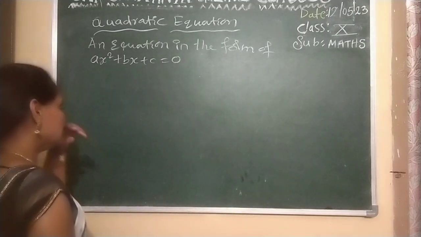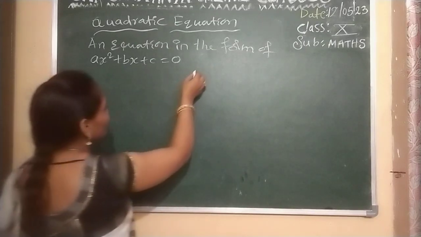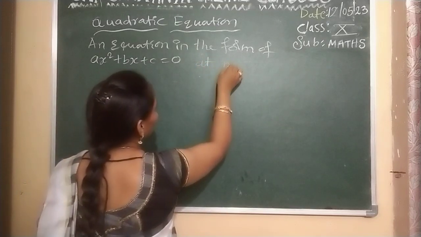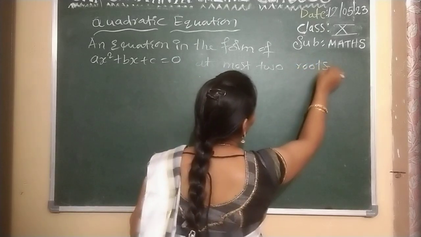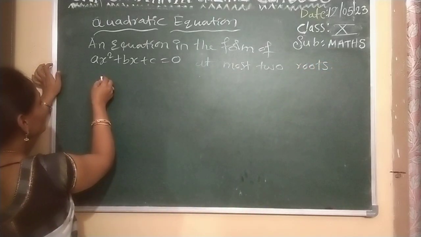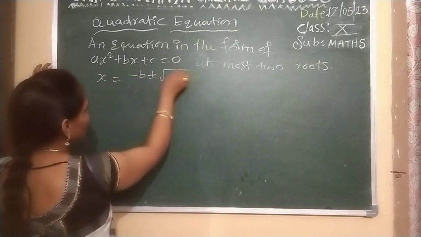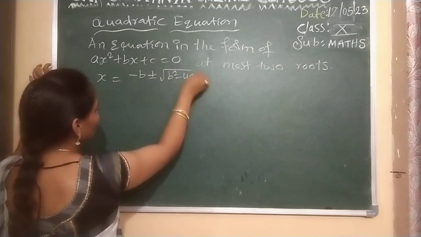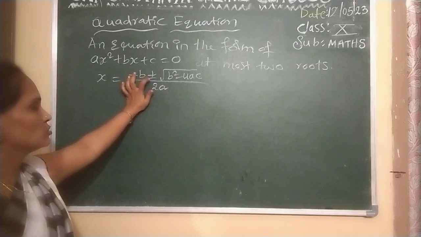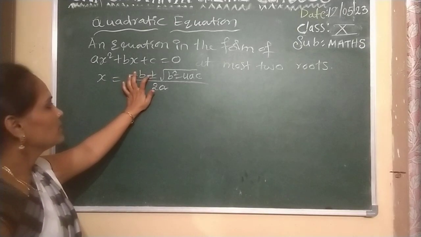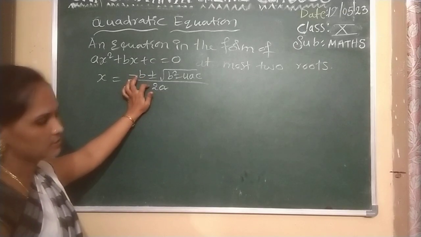The general roots of this equation are at most 2 zeros, at most 2 roots. The general roots are x is equal to minus b plus or minus square root of b square minus 4ac, by 2a. Here we have 2 roots, plus or minus. Plus is one root, minus is another root. Let us see how to derive this general root.